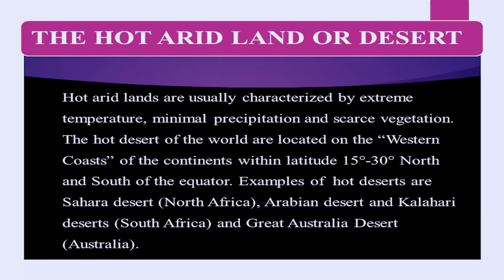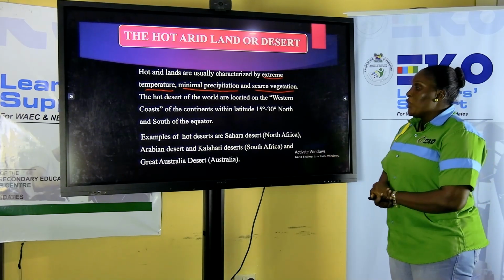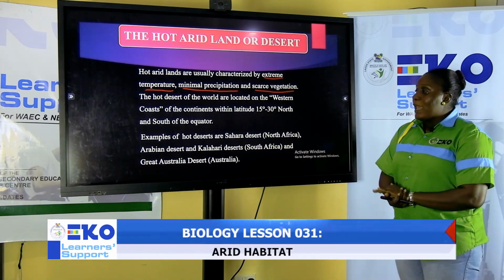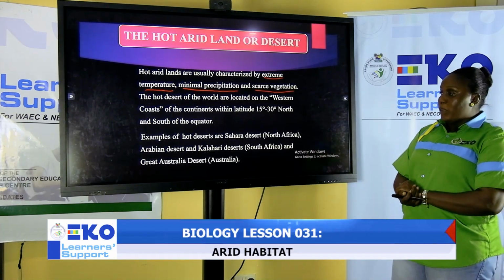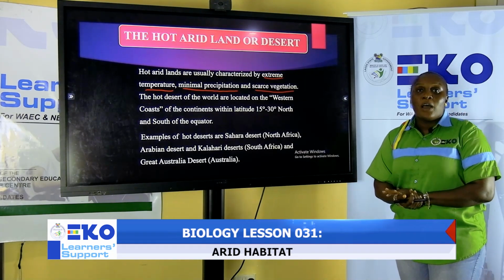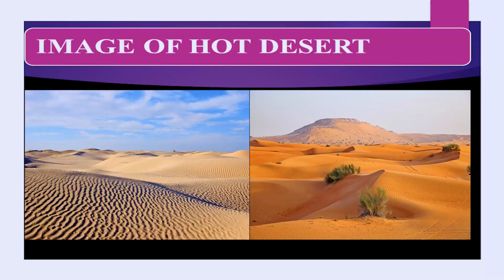The hot deserts of the world are located on the western coast of the continent within latitude 15 to 30 degrees north and south of the equator. Examples of the hot deserts are the Sahara Desert, which can be found in North Africa, Arabian deserts, and Kalahari Desert, which can be found in South Africa, and we also have the Great Australian Desert, which can be found in Australia. Please take note of this. So this is an image of the hot desert.